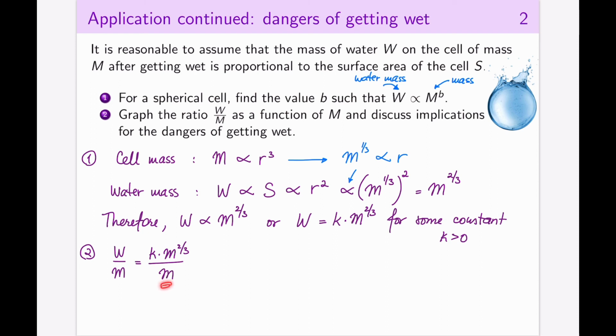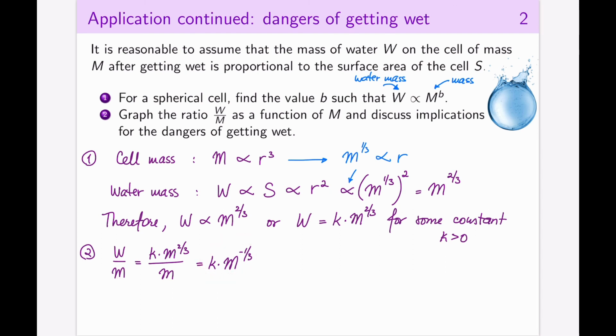Now, this is M to the power 1. Remember that when we divide, the powers get subtracted. So I'm going to have M to the power of 2/3 minus 1. 2/3 minus 1 is negative 1/3. So overall, I have k times M to the power negative 1/3. If you need to do the subtraction of the exponents by hand, make sure that you actually write them down and get the right answer. Okay, so my ratio of water weight to the mass of the object is equal to this.